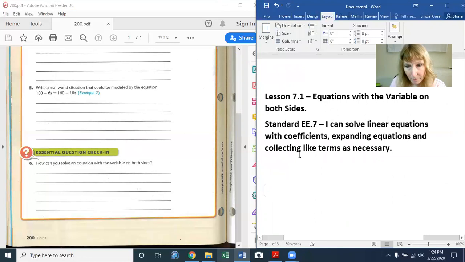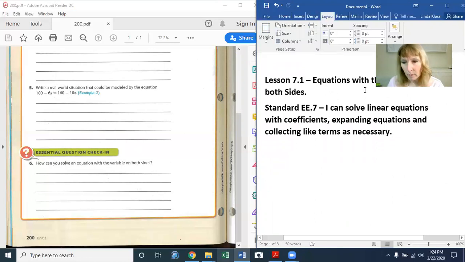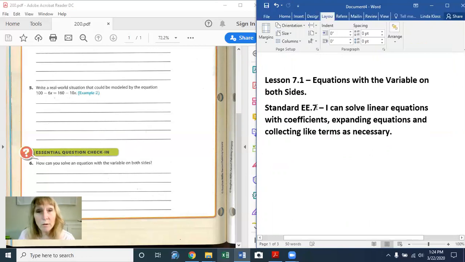Okay, so here is our lesson 7.1. I'm going to put myself over here on the bottom. Equations with the variable on both sides. This is coming from our standard EE7. I can solve linear equations with coefficients, expanding equations, and collecting like terms as necessary. Coefficients, if you remember, are the numbers in front of a variable. So 3x, the coefficient would be a 3, and the x would be the variable.